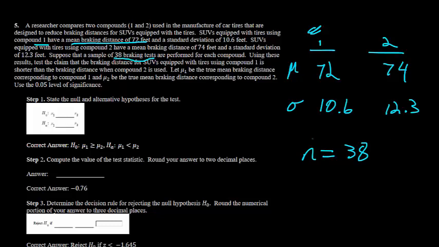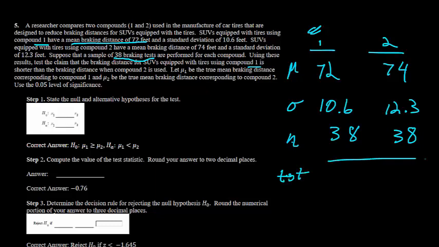Using these results, I should do it this way because it's for each, right? So I should say n is equal to 38 and 38. Using these results, test the claim that braking distance for SUVs equipped with tires using compound 1 is shorter than braking distance with compound 2. So in my test, whether or not tire 1 is shorter than 2.